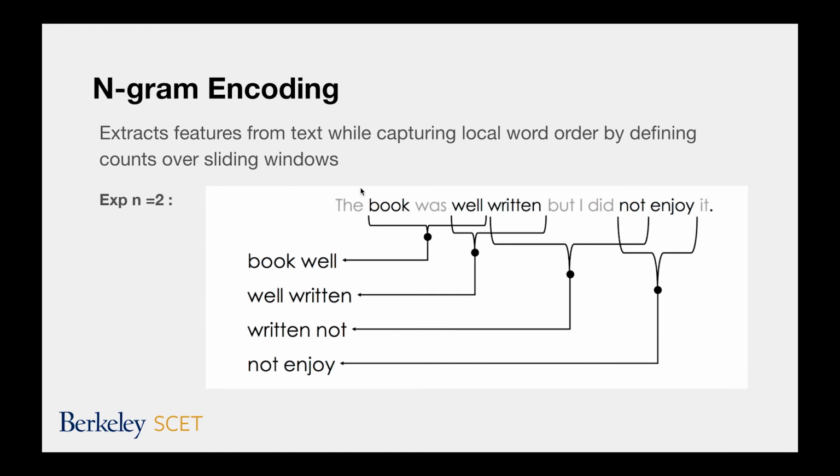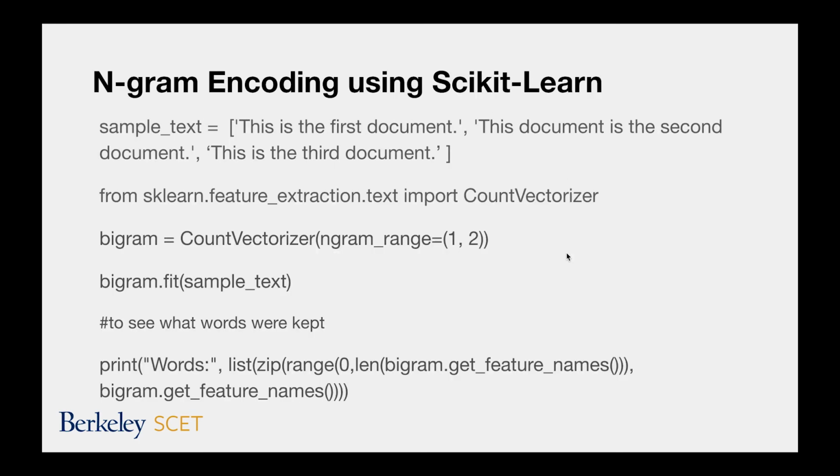This is what is called counts over a sliding window. So it keeps sliding over to the next word. And this is just an example of n equals 2, which is actually called bigram encoding. But if you wanted to do words in sliding windows of 3, you could pass in n equals 3. So that would be book well written, not enjoy, and so on.